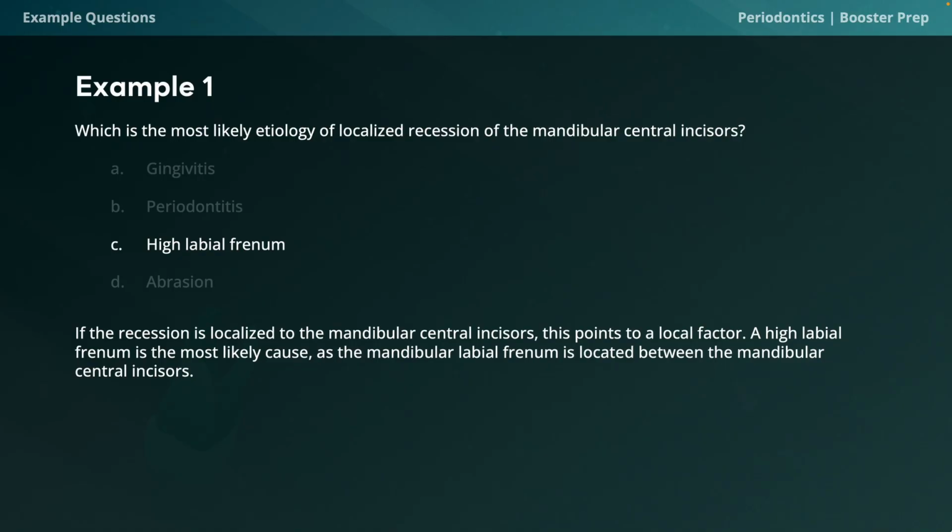If the recession is localized to the mandibular central incisors, this points to a local factor. A high labial frenum is the most likely cause, as the mandibular labial frenum is located between the mandibular central incisors, and this is a very common anatomic characteristic that can cause recession.